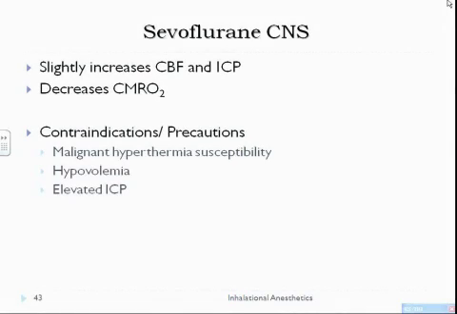Central nervous system, there's a slight increase in cerebral blood flow and ICP, but it does decrease the metabolic rate of oxygen consumption. So in that sense, it's actually very easy. You can use sevoflurane in neurological cases without any problem. You slightly hyperventilate the individual, it overcomes the effect, so it's a good agent to use. I still use isoflurane because it's been found to be cerebrally protective, so that's my agent of choice still.